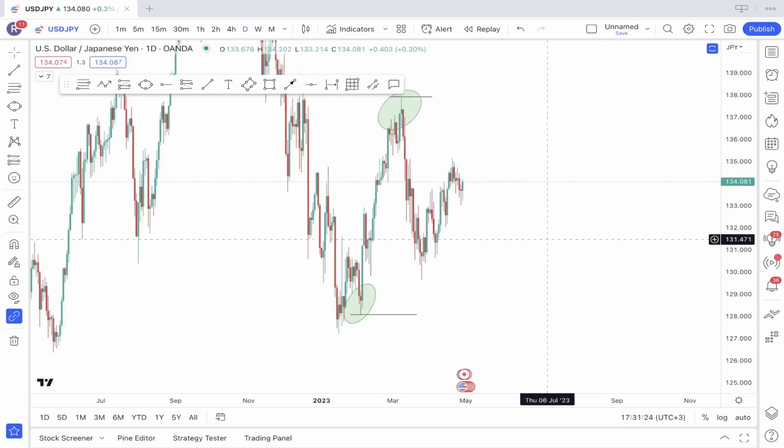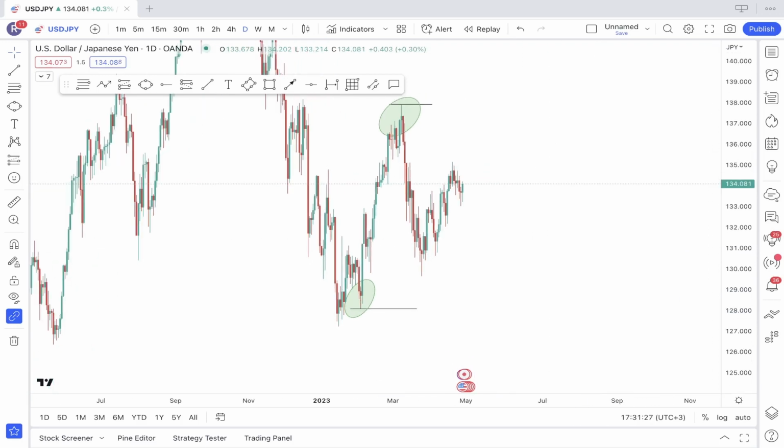Now, how does this help with market structure? Well, it does help because it will help us determine whether we are in a bullish range or bearish range, because that's essentially why we are using market structure.